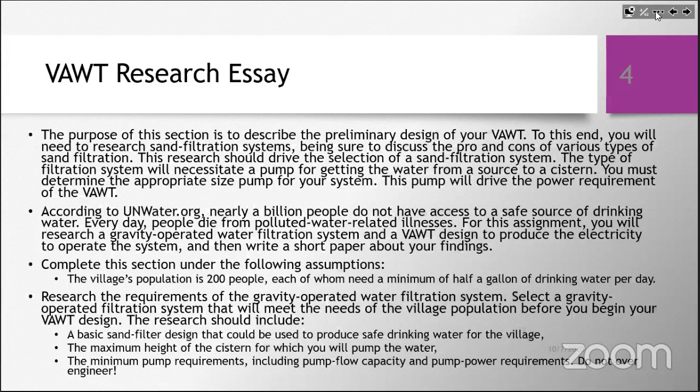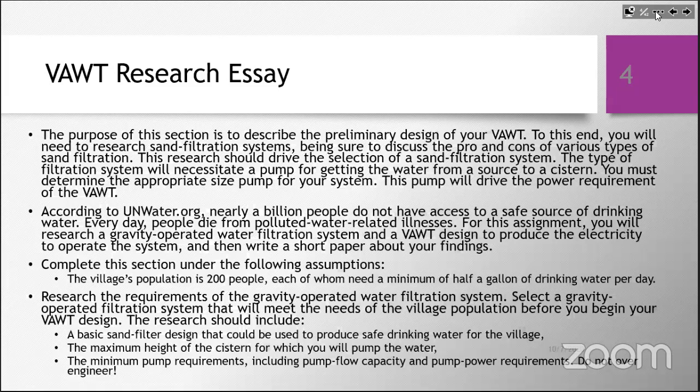You guys have any questions on this? There's a rubric associated with this, right? Please read it. Make sure you familiarize yourself with what's being expected, right? But in general, I'm looking for you guys to really hone in on making logical decisions about your gravity filtration system, your sand filtration system, right?